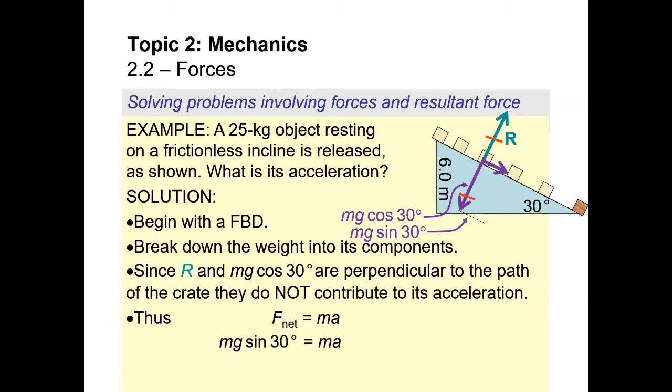Therefore, F net equals mg sine 30 degrees, which equals ma. The m's cancel out. Acceleration equals acceleration due to gravity, g, in this case 10, times sine 30 degrees, which gives us 5 meters per second squared.